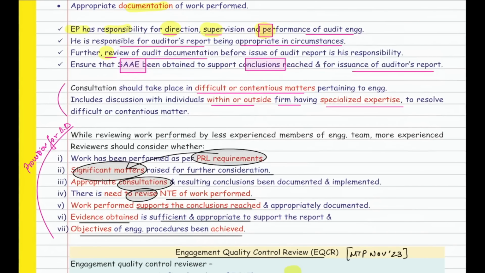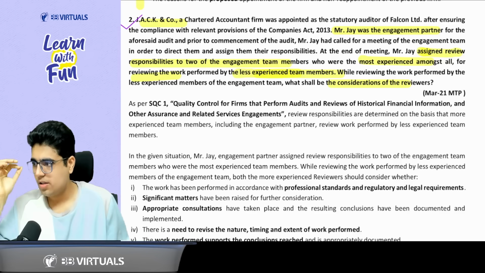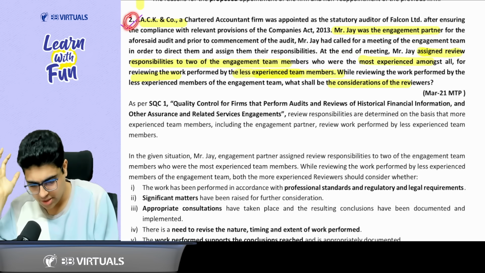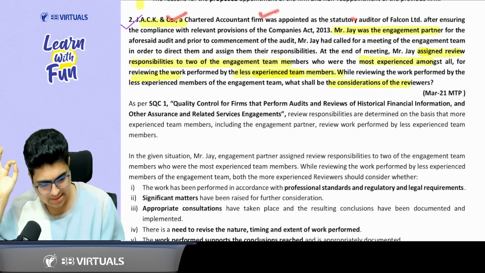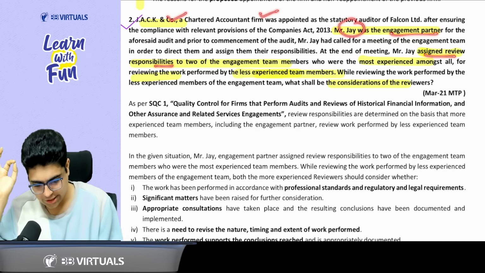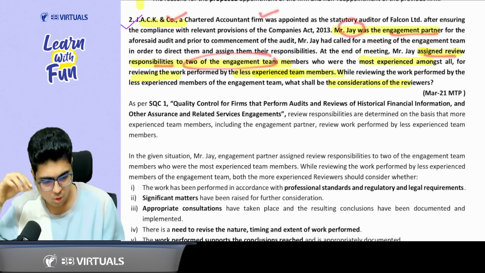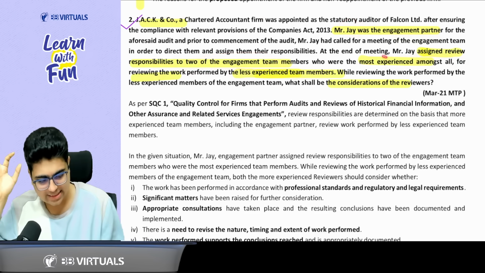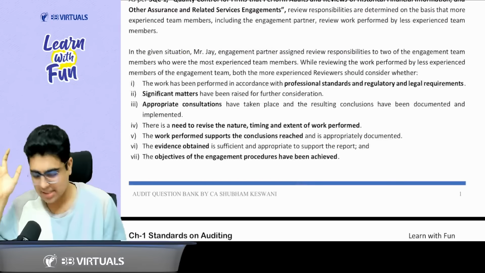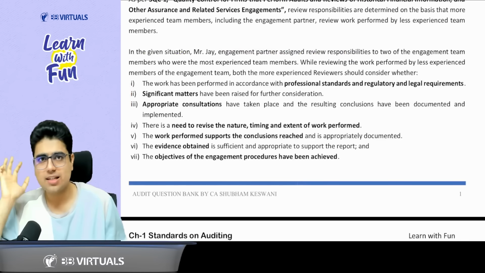Let's do 2 questions on this topic. Come to the question bank. Come to question number 2 of SQC-1. It says there is a Jack and Company CA firm. Mr. J was the engagement partner. J assigned the review responsibility to 2 engagement team members who were most experienced to review the work of less experienced. Can I say senior is reviewing the work of junior? Yes, sir. What are the considerations in this regard? So these are the same points that I just covered with all of you.